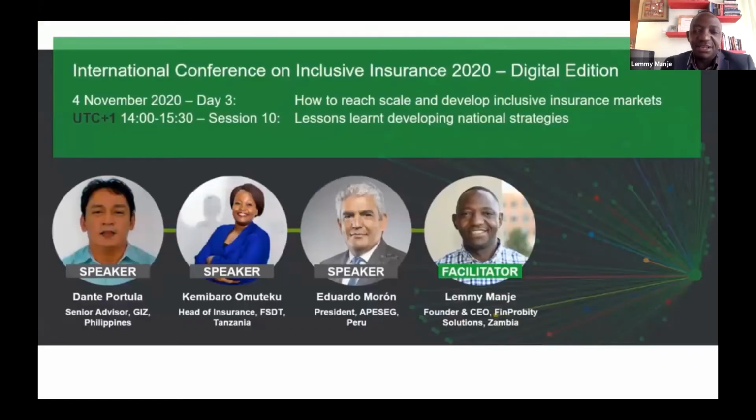The panelists. We are privileged to have Dante, the senior advisor from GIZ in the Philippines. He's been working in this field for more than 20 years. He has 18 years experience in microfinance, and he has been working closely with the Philippines Department of Finance and Insurance Commission and other financial regulators within Asia, which has resulted in the development of a microinsurance regulatory framework and microinsurance strategy. Today we are privileged to have Dante share a wealth of experience and focus on the Philippines as a case in terms of moving the market.